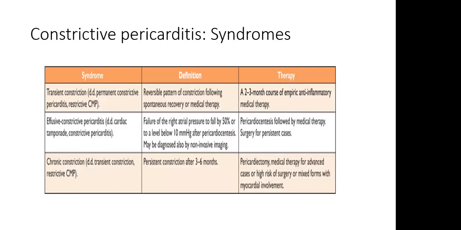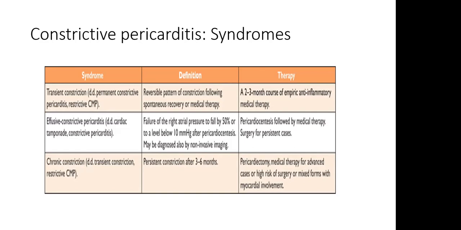Okay, so they also split them into syndromes. We have the transient constriction, and the differentials there are permanent constrictive pericarditis or restrictive cardiomyopathy. Transient is defined as a reversible pattern of constriction following spontaneous recovery or medical therapy. And for the therapy, a 2 to 3 month course of empiric anti-inflammatory medical therapy is advised. Then the second syndrome considered is effusive-constrictive pericarditis, where the differentials are cardiac tamponade and constrictive pericarditis, and it is defined as failure of the right atrial pressure to fall by 50% to a level below 10 millimeters of mercury after pericardiocentesis, and may also be diagnosed by non-invasive imaging. The therapy is pericardiocentesis followed by medical therapy, then surgery for persistent cases.